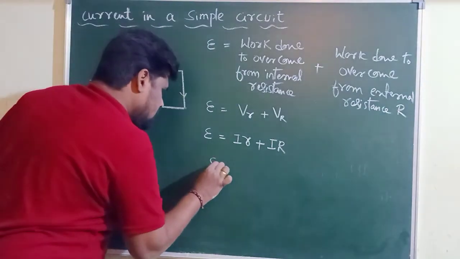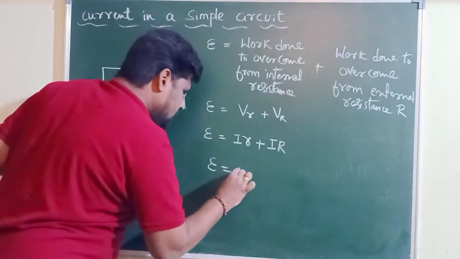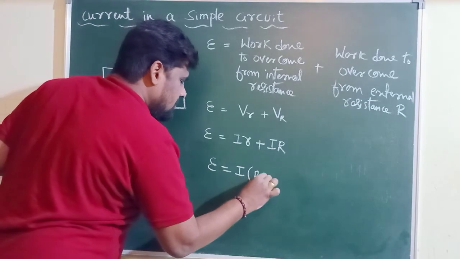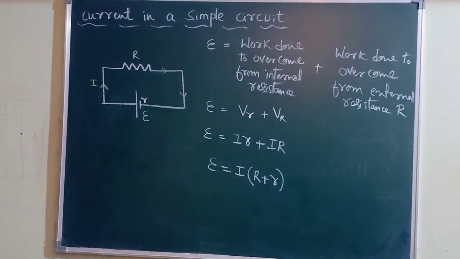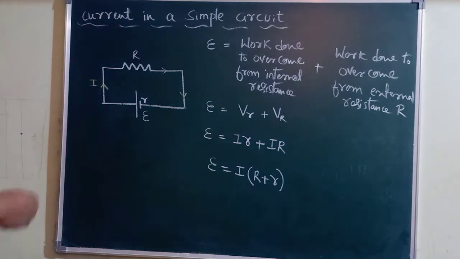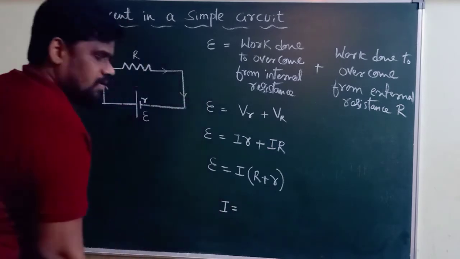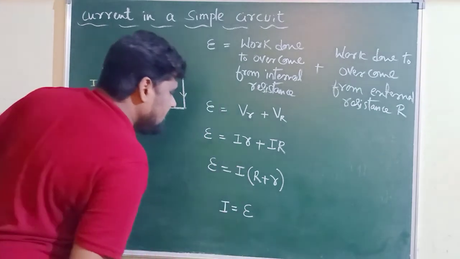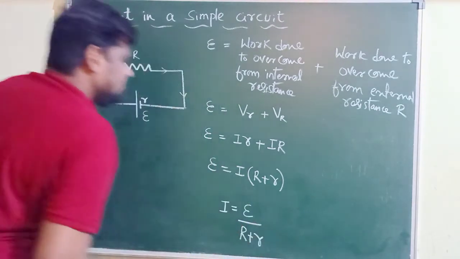Further, EMF E is equal to I common. It can be written as I times (small r plus capital R), where I have taken I common. If you take I common, I can write capital R plus small r. Then I is equal to E divided by capital R plus small r.